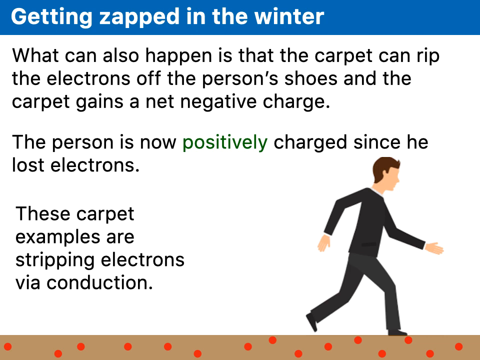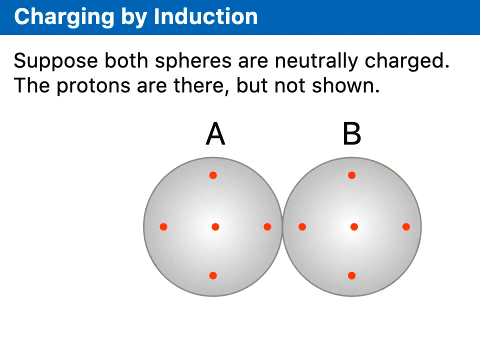Another way you can charge things, walking across the carpet or rubbing your hair on the balloon, is when two things are in contact with each other. That is charging by conduction. Whereas another way you can charge something is by induction. Induction happens even though it's not directly touching.